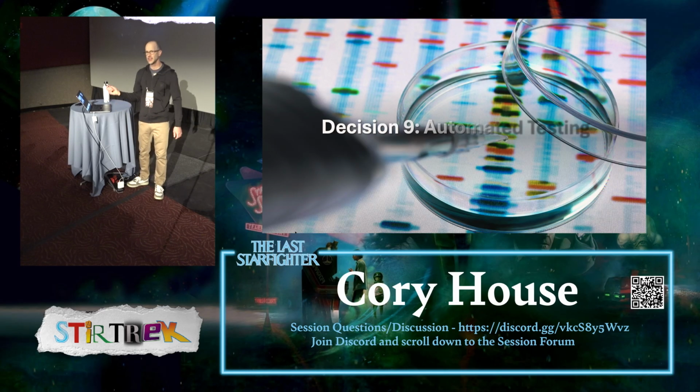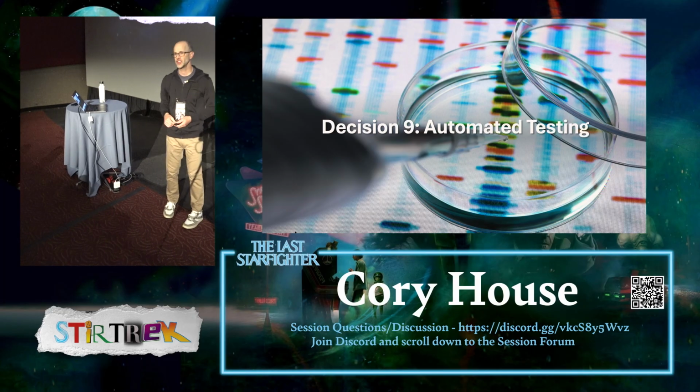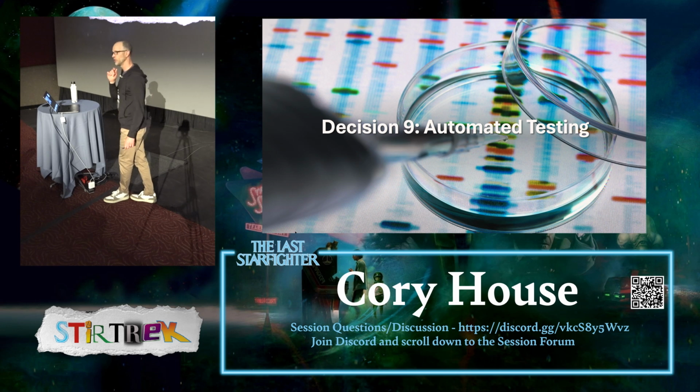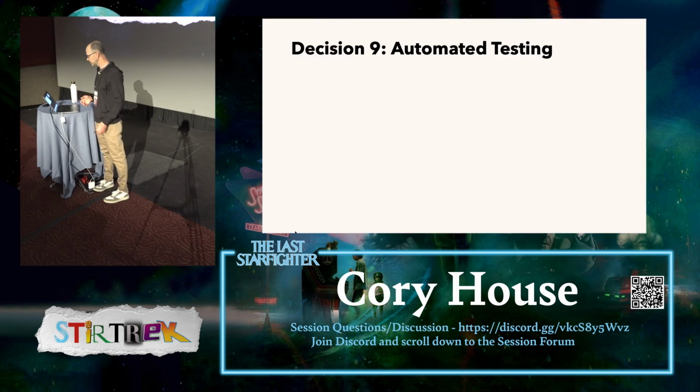Decision number 9 is about automated testing. This is more important than ever. I think this is also, the bar has never been lower for writing tests at this point.